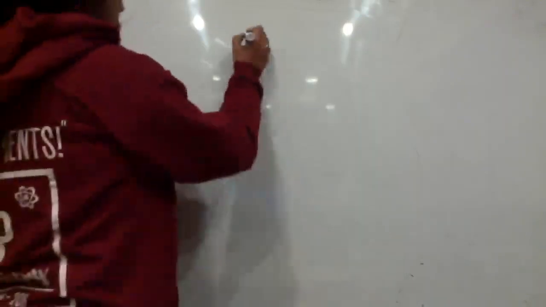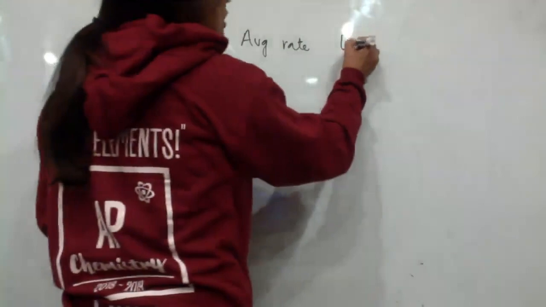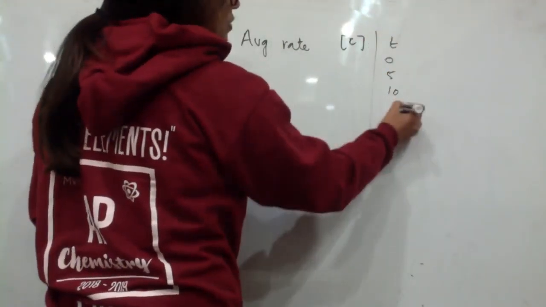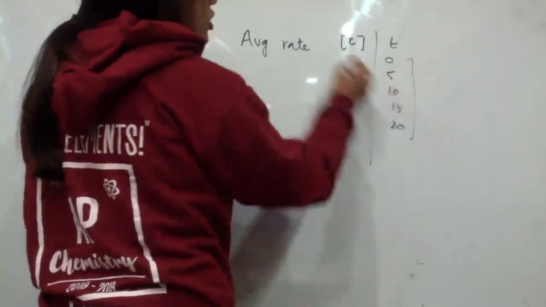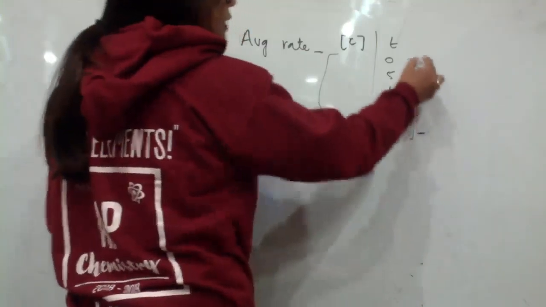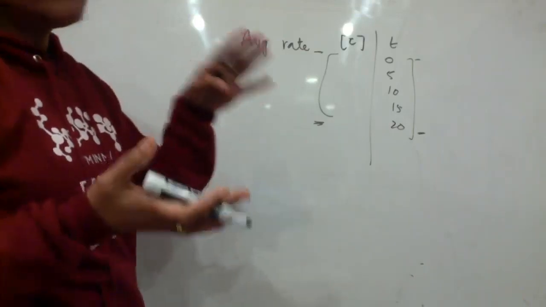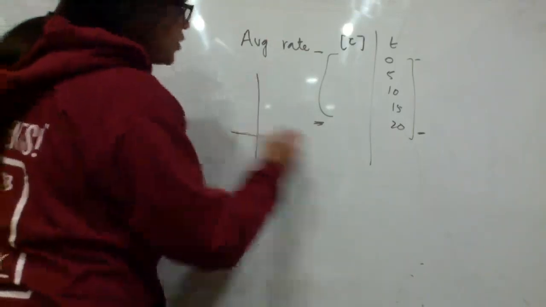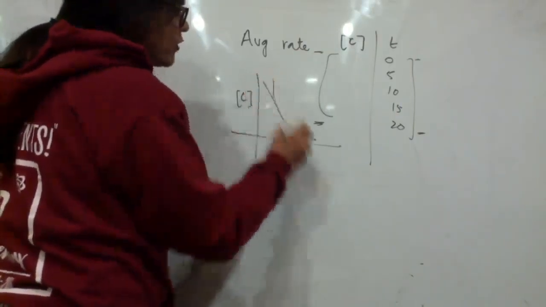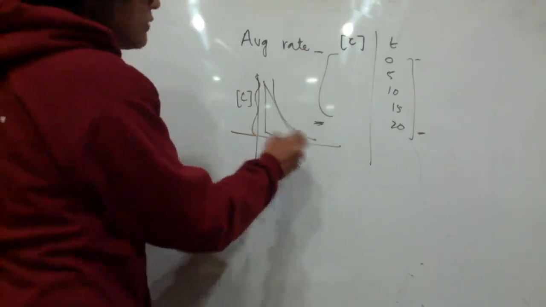So for average rate calculation, they will give you concentration-time data. Like at 0 minutes this, 5 minutes, 10 minutes, 15, 20. So for average, you take the difference from the last to first here, divided by the difference from last to first. That's because it's the overall change in concentration with overall time. Or if you are given a concentration-time graph, then you draw an overall tangent and then figure out the total change in concentration with total time.